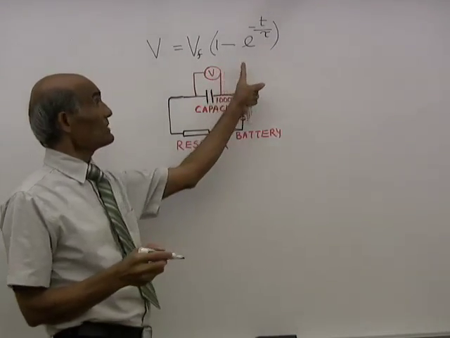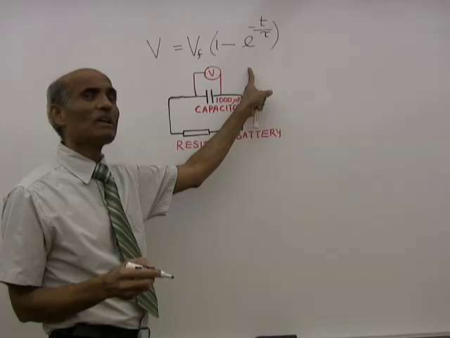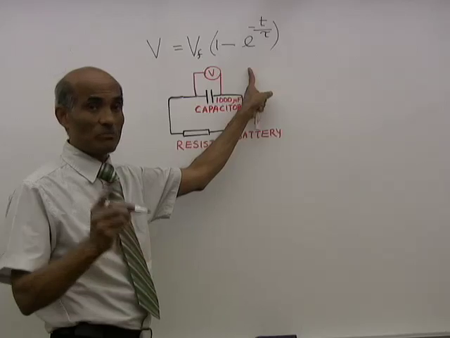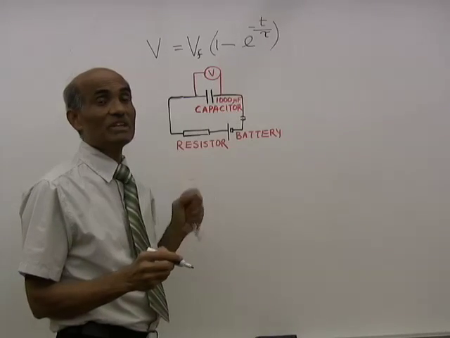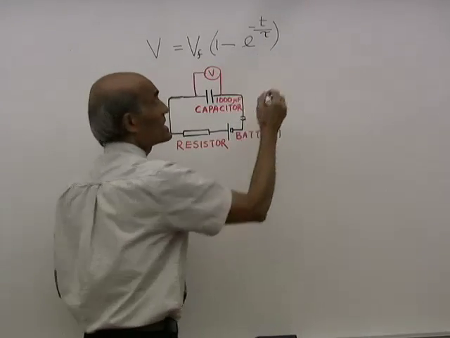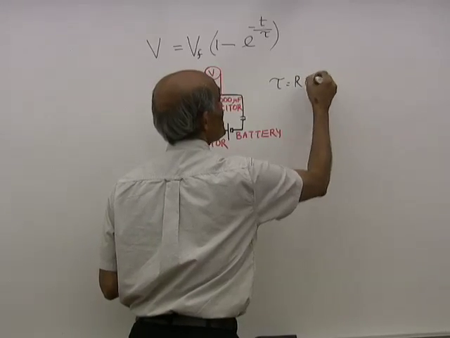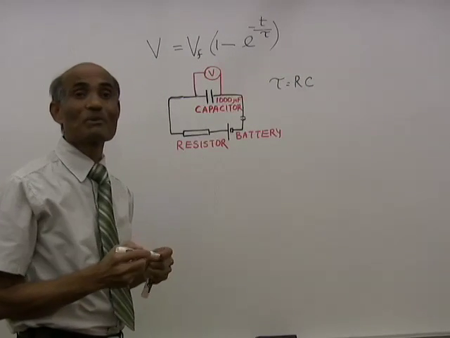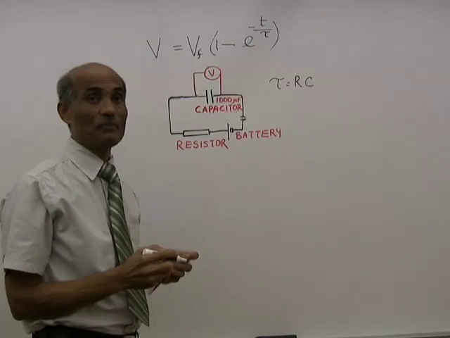Now, if you haven't watched this lecture in the theory class, you are not really ready for this lab. So let me know if you are doing this lab, whether you have covered the theory part or not. Now, what is tau? Tau is the time constant, and it is equal to the resistance multiplied by the capacitor. That's the significance of that tau.